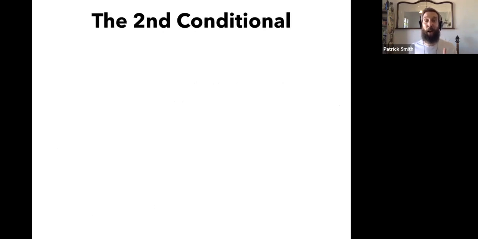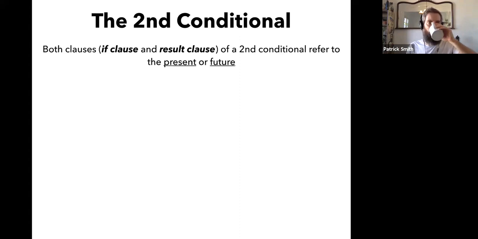So, one by one, as I said, we're not going to speak today anymore about the 0 and first conditionals. Forget about them. We're going to begin with the second conditional. Here we go. So before we look at the structure, some important facts about a second conditional. Both clauses, both the if clause and the result clause, refer to the present, or in fact the future.